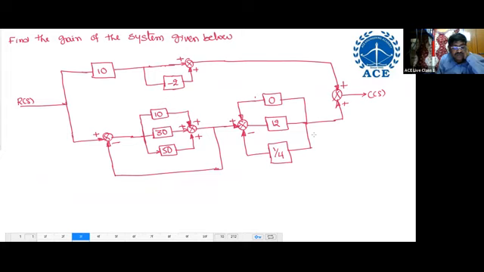Minus 160, 140 by 91. Minus 7 point. Is it correct? We'll check it.